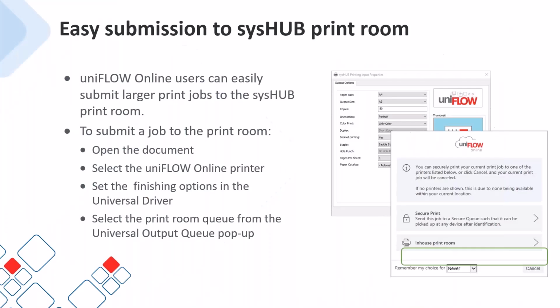Now, for production quality output, users select the uniFLOW Online printer. They apply the finishing in the universal driver and pick the print room queue from the universal output queue. So with that, as you can imagine, there's no uploads, there's no hot folders, and there's no USB drives, just a guided flow that saves time and ensures accuracy and, more importantly, user productivity. So with that, now let's look at the device and how we deal with updates.